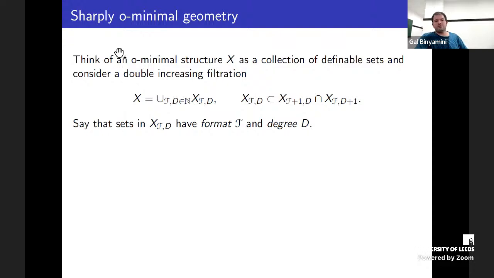So I'll think of an o-minimal structure as a collection of definable sets, just all of the definable sets, so subsets of R^n for every n. And on this set, I will introduce a double increasing filtration. So the structure will be a union of the sets X_{F,D}. The filtration is parameterized by two parameters. F is called the format, D is called the degree. And it's increasing in the sense that if you increase the format or you increase the degree, then you get a bigger collection.